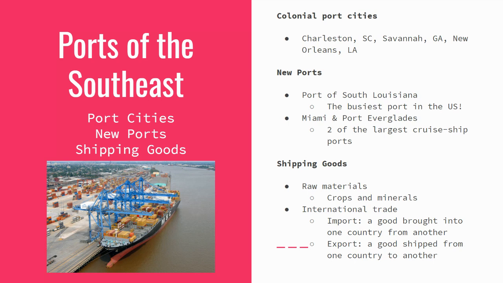International trade is done through the ports in the Southeast. We import goods from other countries that we cannot produce here. Then we export goods that are produced in the U.S. to countries that need them.